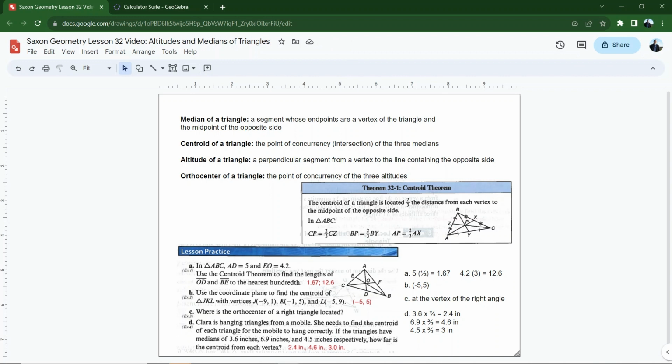You should be able to work the problem set for next time, now being able to work problems involving centroids, orthocenters, medians, and altitudes.